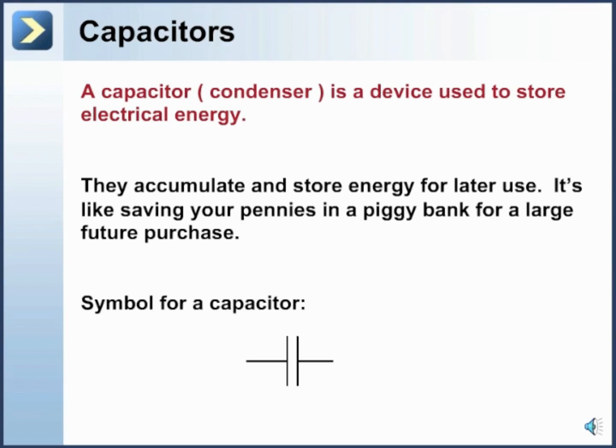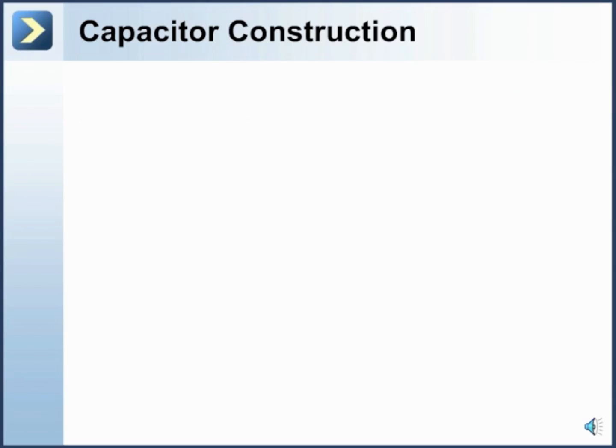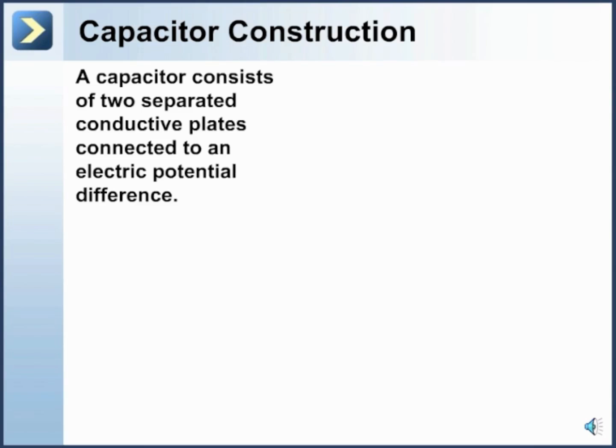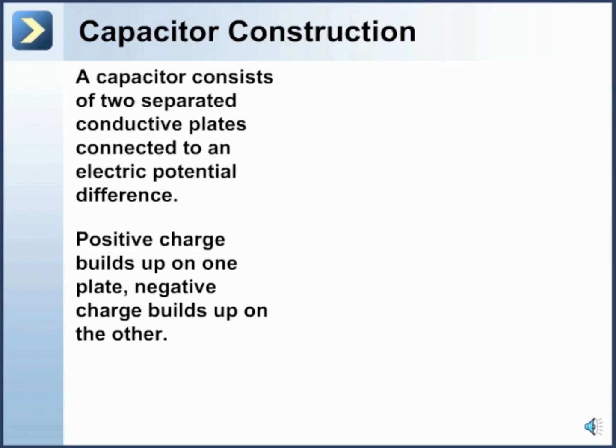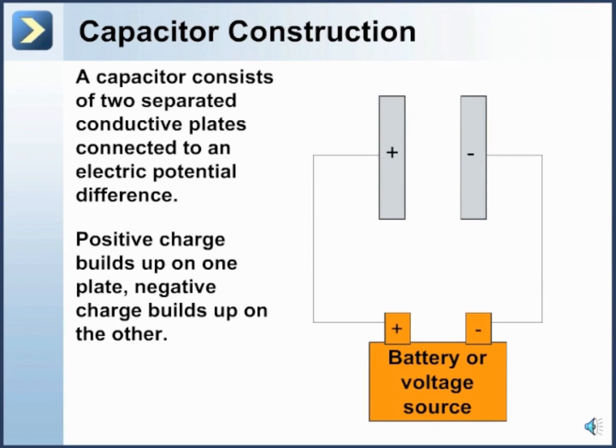The symbol for a capacitor in circuit diagrams, which we'll get to later, is this symbol: a line, two parallel lines, and another line perpendicular to that. Capacitor construction: a capacitor consists of two separated conductive plates connected to an electric potential difference. Positive charge builds up on one plate, negative charge builds up on the other. So here we have a battery connected to two parallel plates, and you can see the negative charge building up on the right, positive charge building up on the left. They balance each other out, and that charge just sits there until it's needed.